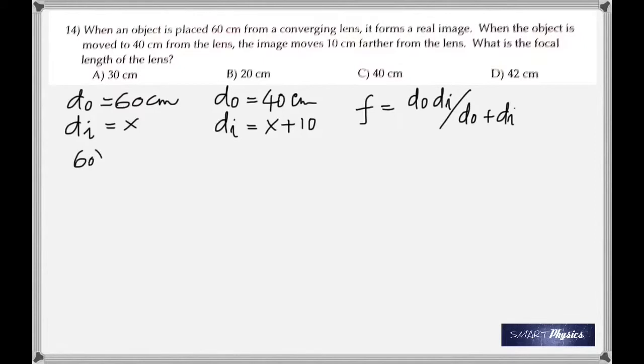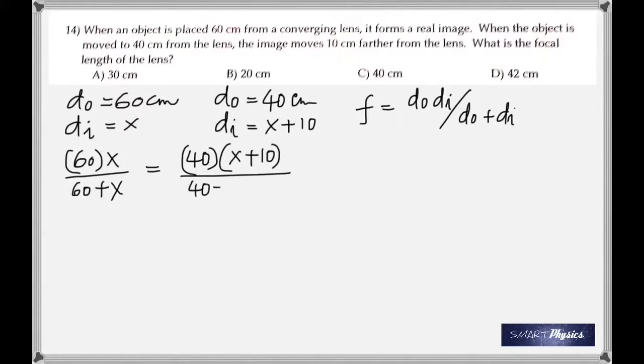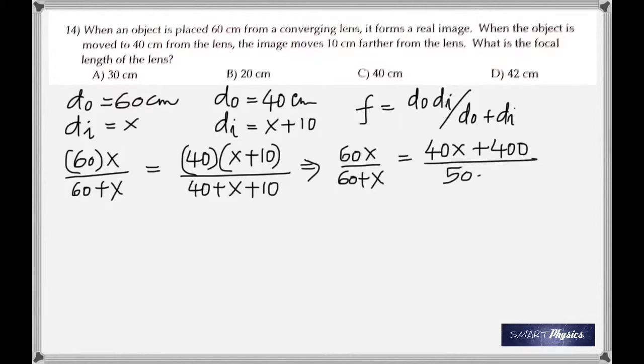And in this case, that is going to give us 60x by 60 plus x, and there are two sets, so the next one is going to give 40 times x plus 10 divided by 40 plus x plus 10. Now it's a matter of rearranging this, cross multiplying, and when that is done carefully, you're going to get a quadratic equation.